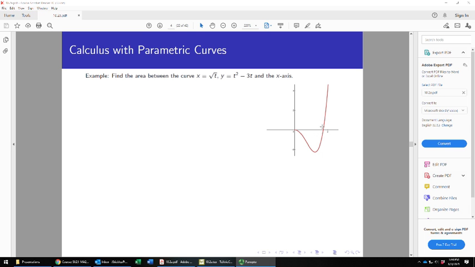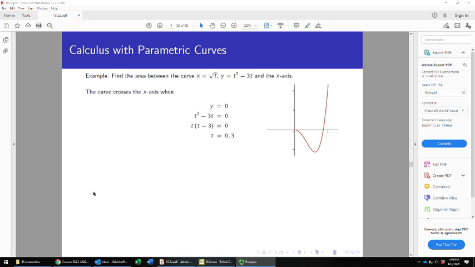So we probably need to know where this hits the x-axis. Well, the curve hits the x-axis, of course, when y is equal to 0. So the first thing we're going to do is set y equal to 0 and find the t values. That's not hard to do. We can get t as 0 or 3.